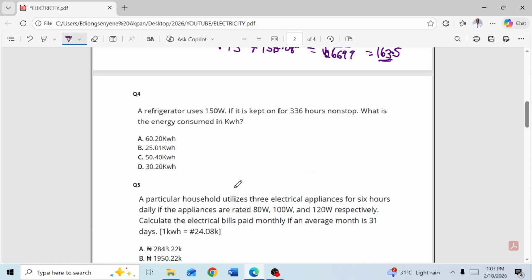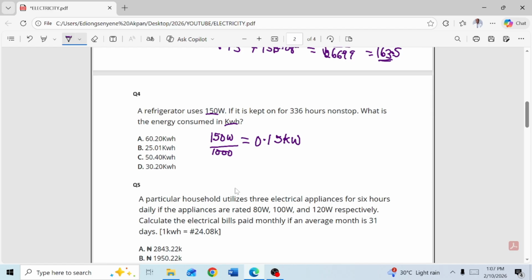Question number 4. A refrigerator uses 150 watts. If it is kept on for 336 hours non-stop, what is the energy consumed in kilowatt hour? You can see they gave us kilowatt hour. For you to change from watt to kilowatt, you divide by 1000. That K means 1000. So this is the same thing as 0.15 kW.